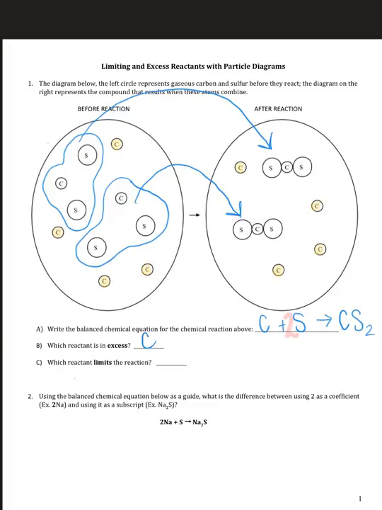Okay. Now, which reactant limited the reaction, aka which reactant was completely used up and then made the reaction stop because there was none of it left over? Well, that would be sulfur here. And we're done. Okay, let's move on to another practice problem.